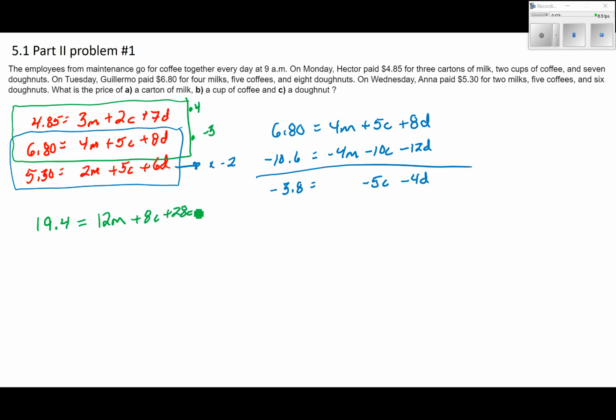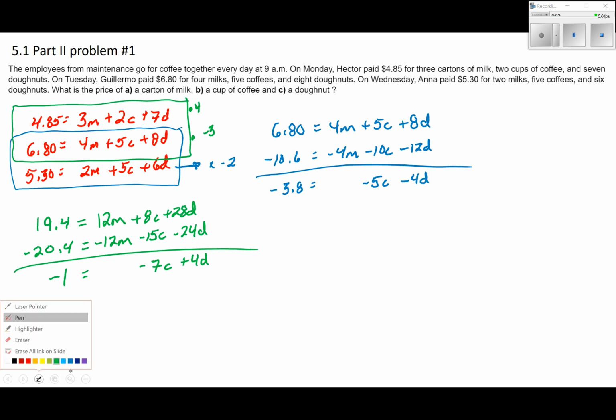plus 28D. My bottom, my 6.80 equation, becomes, now multiplying by -3, -20.4 equals now that -12M. So I have my opposites, minus 15C minus 24D. I'm going to add to eliminate. This is just a -1. The M's are eliminated. -7C plus 4D. So now I have 2 equations in terms of C and D. So my M is eliminated.